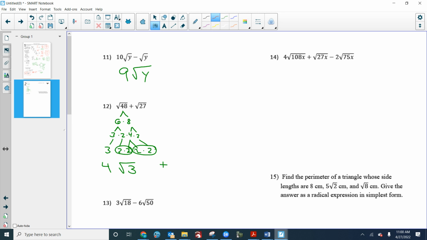9 and 3. Yeah, this one we'll do perfect squares. 9 and 3. What's the square root of 9? 3. What's left inside? 3. And now can we add them? Yeah. What do we get? 7 radical 3. That's gorgeous. Square root collapsed. 7 radical 3. Why the perimeter? Are we good?